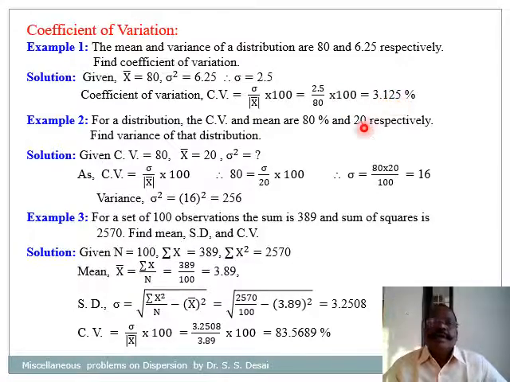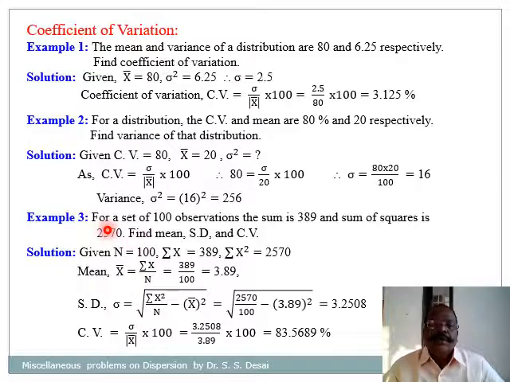3.125. Next example: for a distribution, CV and mean are 80% and 20 respectively. Then find variance. So here they have given CV is equal to 80, x bar is equal to 20, and they are asked to find sigma square. So again using the same formula, CV is equal to sigma by mod of x bar into 100, and by substituting the given values we get standard deviation sigma is equal to 16, and therefore variance is equal to its square. 16 square is 256.